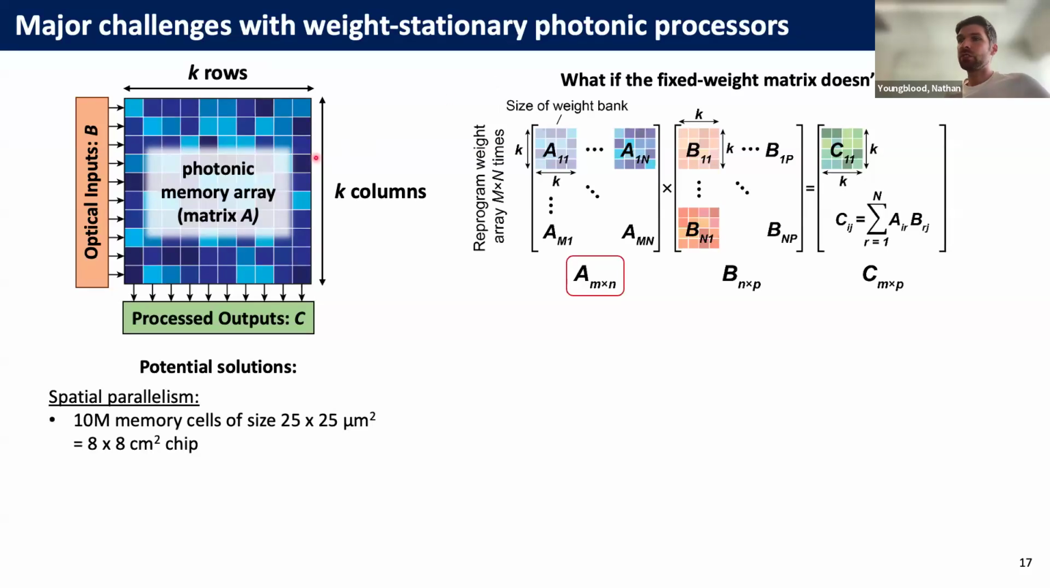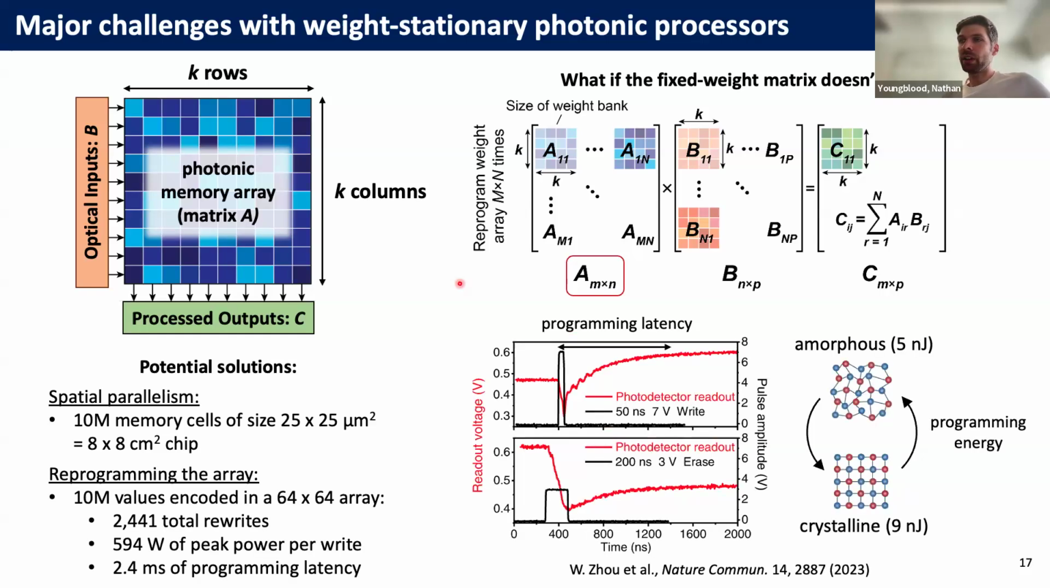And so if we were to try to do this with spatial parallelism, and each of these memory cells were 25 by 25 microns, which is pretty competitive for photonics, it would take a huge chip just to implement 10 million memory cells on a single chip. So this is getting close to the size of many, many reticles, let alone a full wafer.